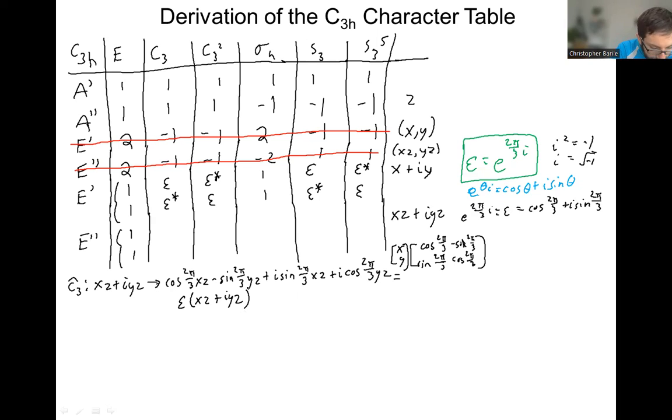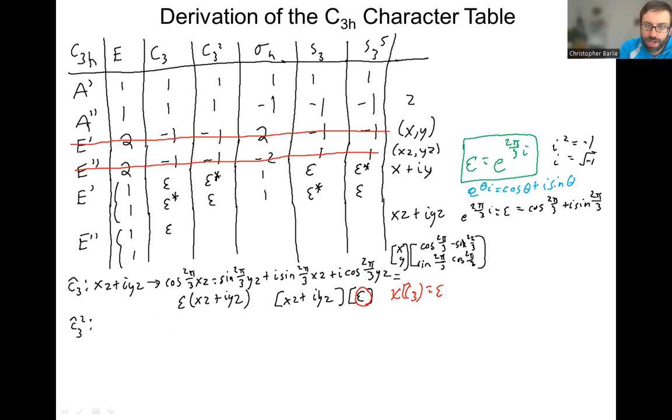So your character here, we can write a 1-by-1 matrix, right? Where we took the function xz plus iyz and times it by epsilon, and we got our result. So we take the trace along this matrix. The character of C3 is just equal to epsilon. So down here, we put an epsilon. And a very similar thing is going to happen with C3 done twice.